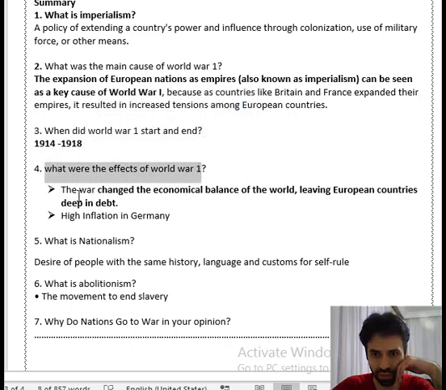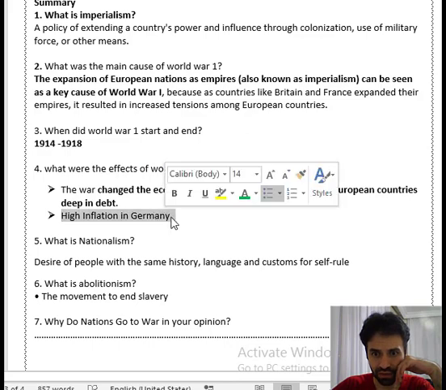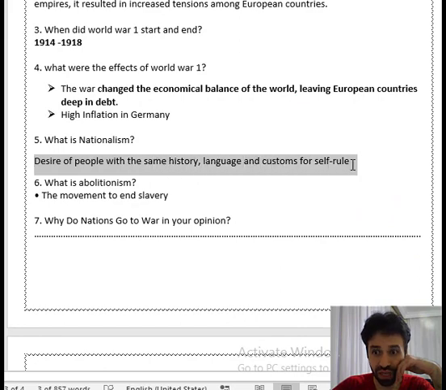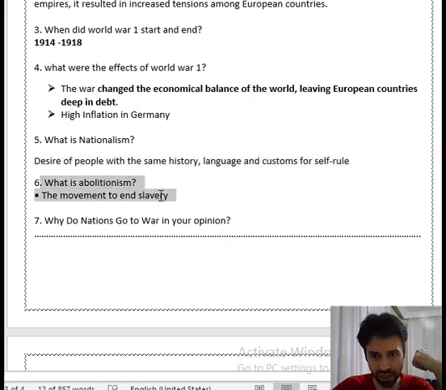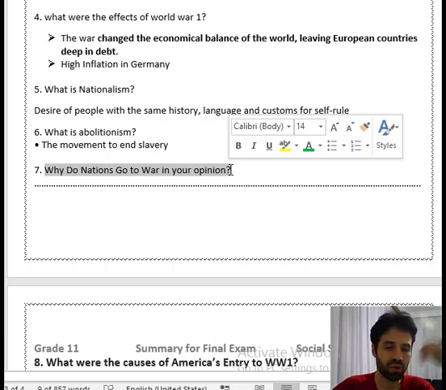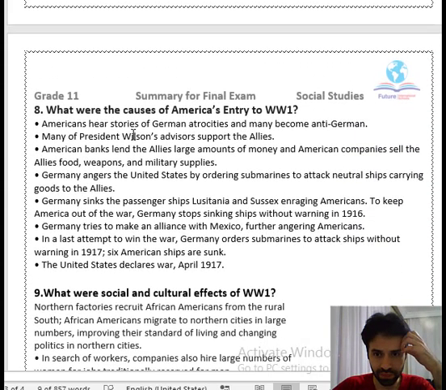What were the effects of World War I? The war changed the economical balance of the world, leaving European countries deep in debt and caused high inflation in Germany also. What is nationalism? It's a desire of people with the same history, language, and customs for self-rule, to rule their own country. What is abolitionism? Abolitionism is actually a movement to end slavery. Number 7 is, why do nations go to war in your opinion? It's personally your own opinion. There are different causes, so think about it and write your own answer both here and in the exam.